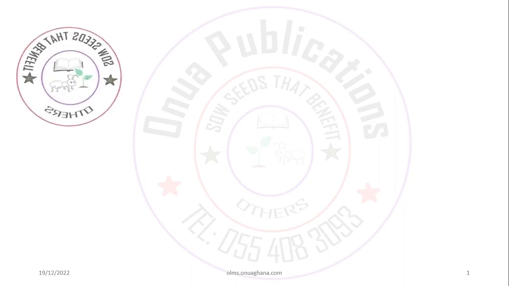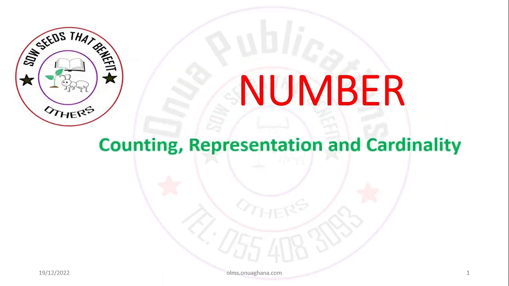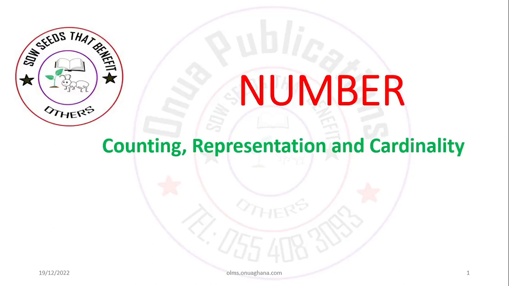Welcome to our first lesson. We are going to look at numbers as specified in strand 1 of the syllabus, and it has to deal with the first sub-strand, which is counting, representation and cardinality. So how to count the numbers, to represent the numbers, and the cardinality here means their position. That's when we are arranging the numbers.